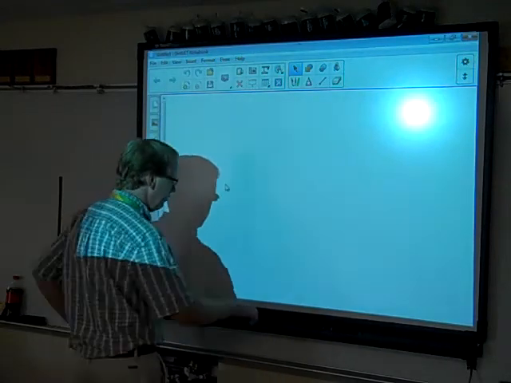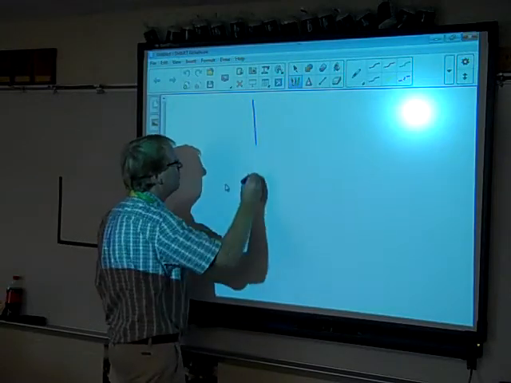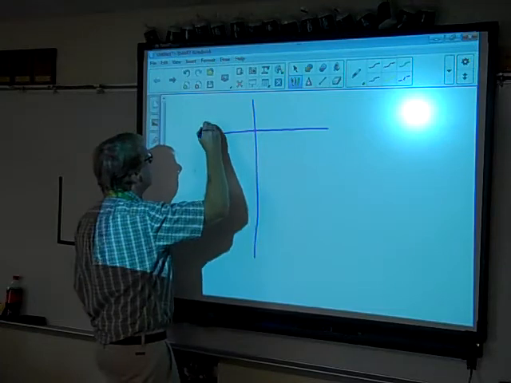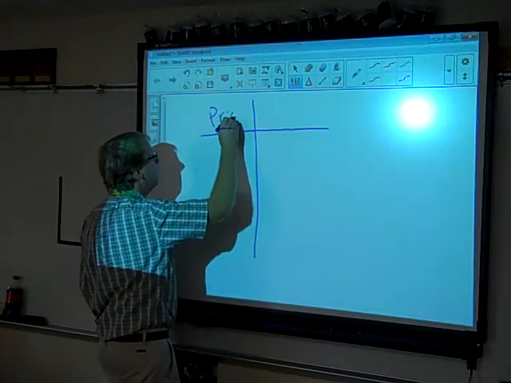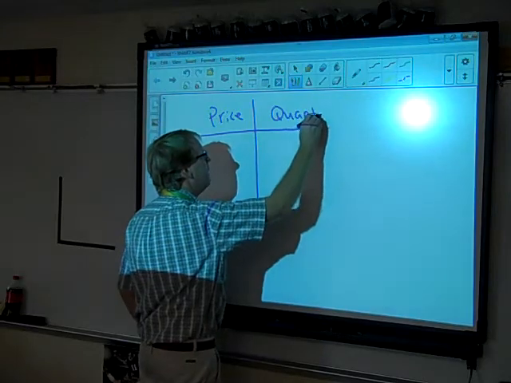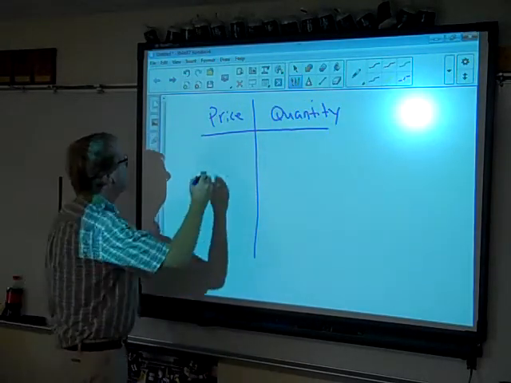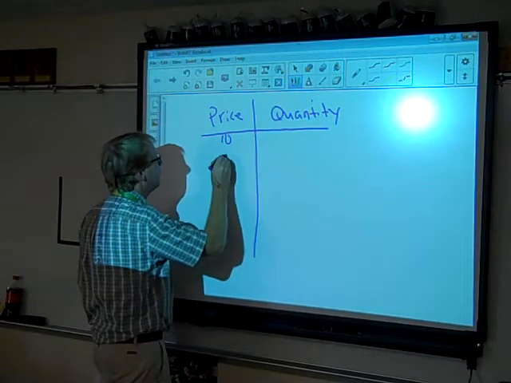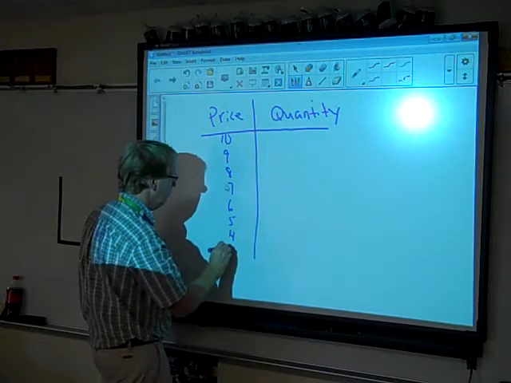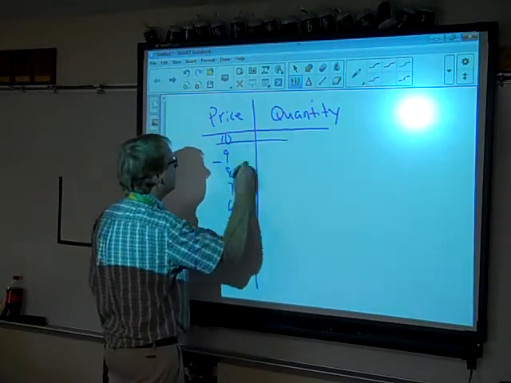So, to start with, we made something called a demand schedule. A demand schedule is really simple. It is just a T-chart like this. We always put the price here. We always put quantity here. That's quantity demanded of a product. Okay? Price is the price of the product. So let's just start at $10. Go 9, 8, 7, 6, 5, 4, 3, 2, 1. We'll draw some lines across here.